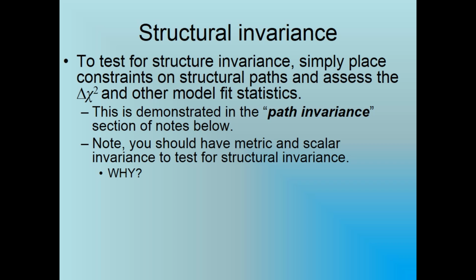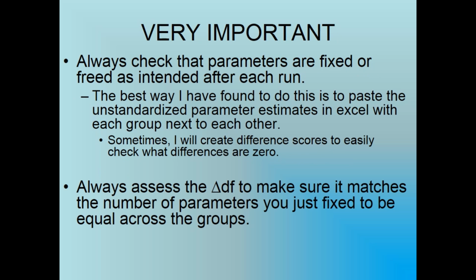The one thing I cannot stress enough is to always make sure what you intend to be fixed or free is actually free or fixed for each model. And this is why I always copy the results out of M+, paste them in Excel, often right next to one another, and I'll compute a difference score between the two. So for example, if I fix my factor loadings to be equal across males and females, the difference in those factor loadings should be 0. If I'm estimating the intercepts, that difference will likely not be 0.